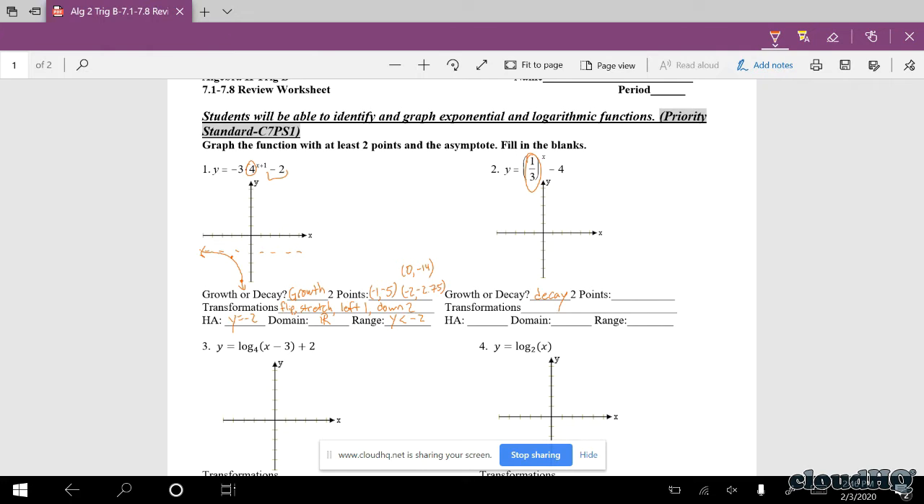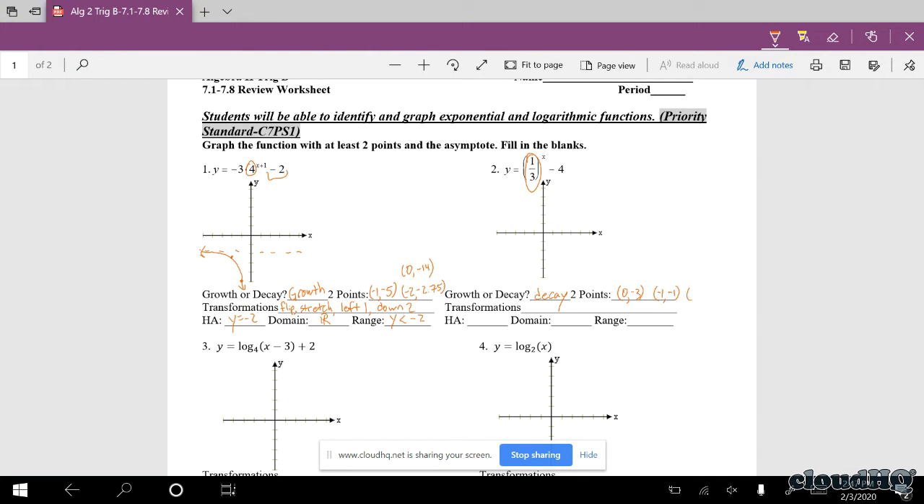Okay, here we're going to have decay. So for some ordered pairs, I'd like to use an exponent of 0. 1/3 to the 0 is 1, minus 4 is negative 3. I could plug in negative 1. Negative 1 is a nice one to plug in on this one, because 1/3 to the negative 1 is 3. And 3 minus 4 is negative 1.